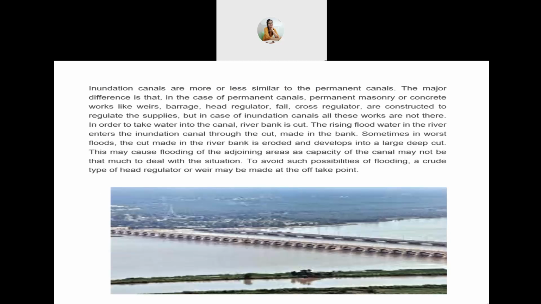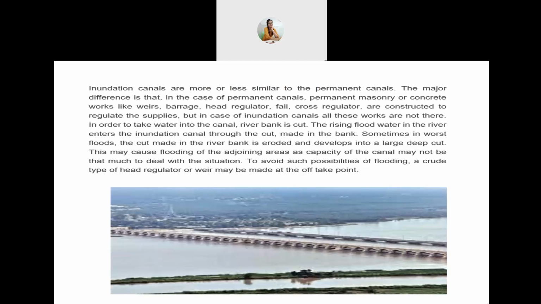Inundation canals are more or less similar to the permanent canals. Now you need to find out what a permanent canal is, okay? The definition. The major difference is that in case of permanent canals, permanent machinery or concrete works like weirs, barrage, head regulator, fall, cross regulator are constructed to regulate the supplies. But in case of inundation canals, all these works are not there. In order to take water into the canal, the river bank is cut. The rising floodwater in the river enters the inundation canal through the cut made in the bank.